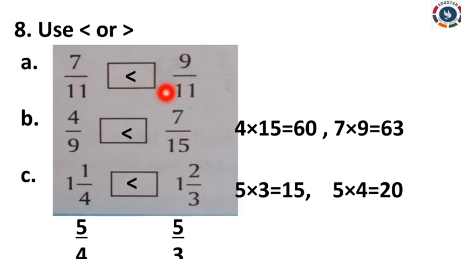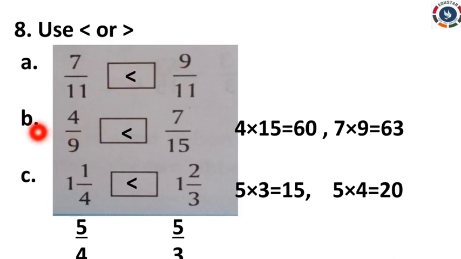So here both are like fractions because the denominators are same. See the numerator: on left side we have 7, on right side we have 9. So which is greater here? 9 is the greater. So you should open the mouth towards 9.